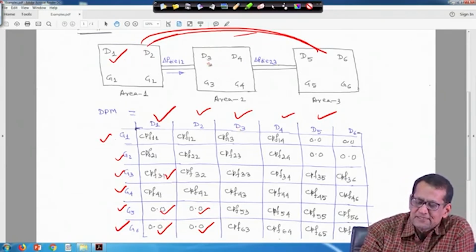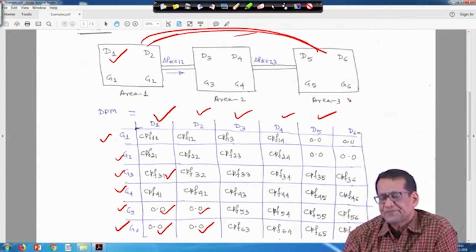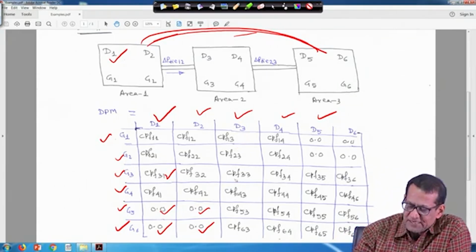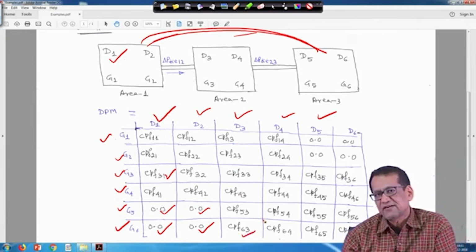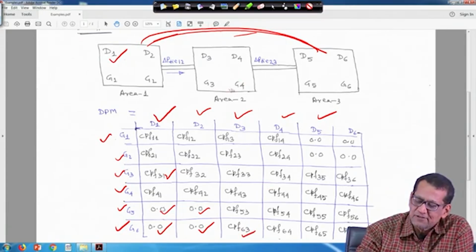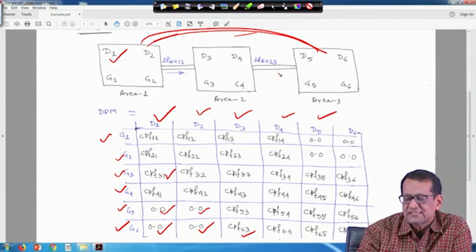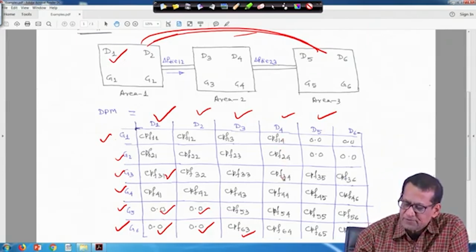So, D3 distribution company can have contact with G1, G2 of area 1, or can have contact with G5 or G6 in area 3. Therefore, CPF 13, CPF 23, CPF 33, CPF 43, CPF 53 and CPF 63 are all there. Similarly, D4 also can have contact with G3, G4 or G1, G2 or G5, G6, because already this side and this side are interconnected by tie line, right. So, that is why CPF 14, CPF 24, CPF 34, CPF 44, CPF 54, CPF 64.